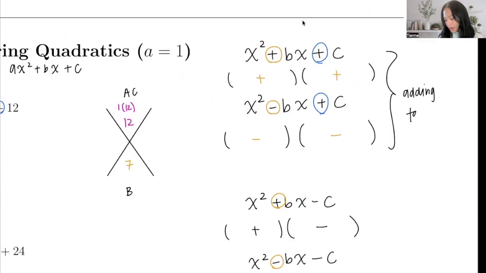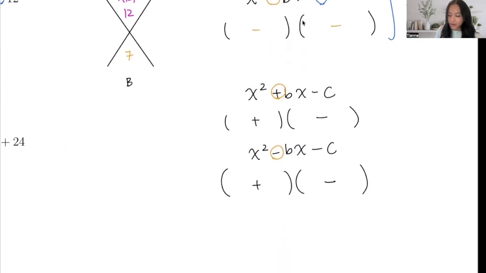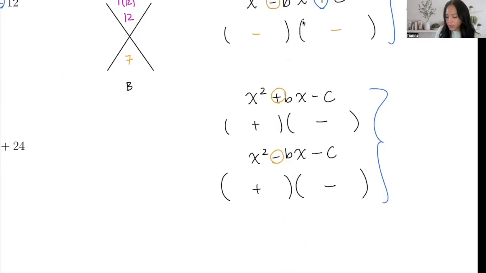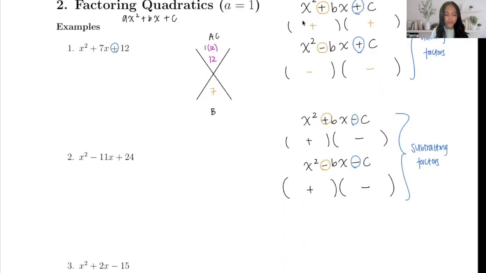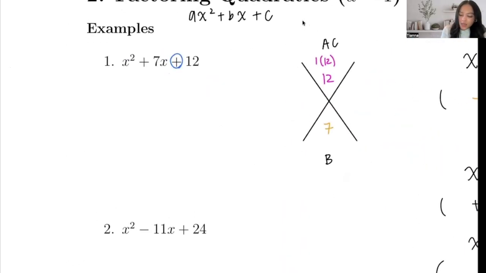So adding our factors here, and this is because C is positive. So let me actually change the color so it kind of all corresponds. In our second set here, we would be subtracting our factors because C is negative.